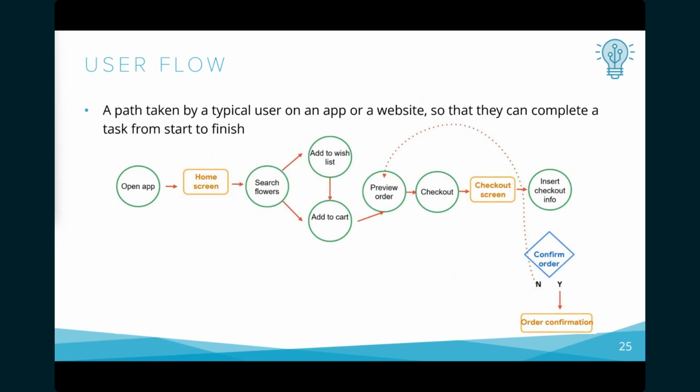Here is an example of a user flow, starting from opening the app, landing on the home screen, searching for flowers, either adding to the wish list or adding to the cart, previewing the order and checking out. Finally, order confirmation. So this is a typical user workflow.